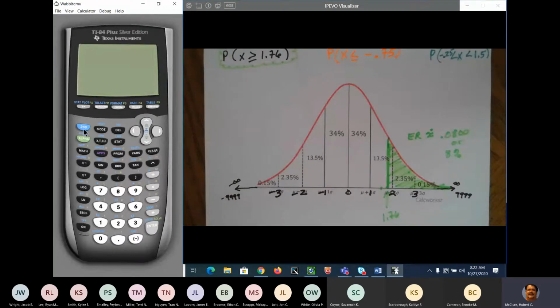Okay. Second, VARS. Normal CDF. Which way do we read? Left to right. So where does the green area start? Miss Cameron, you didn't fall back to sleep, did you? No, sorry, that took me a second. It starts at 1.76. Yep. So 1.76. And where does it end? It really doesn't. So you type in 9999.